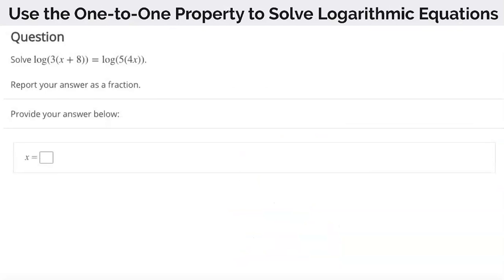Okay, so that was just using the definition, or the inverse relationship between logs and exponentials, to solve each of those equations. And there are two other main strategies that we have for solving logarithmic equations. The strategy that we're going to use here is actually similar to a strategy we used for solving exponentials, and it's just taking advantage of the one-to-one property.